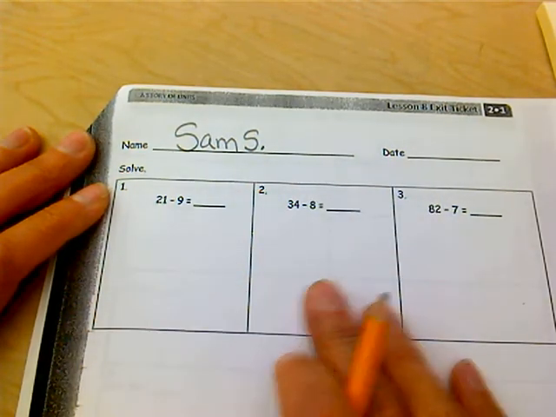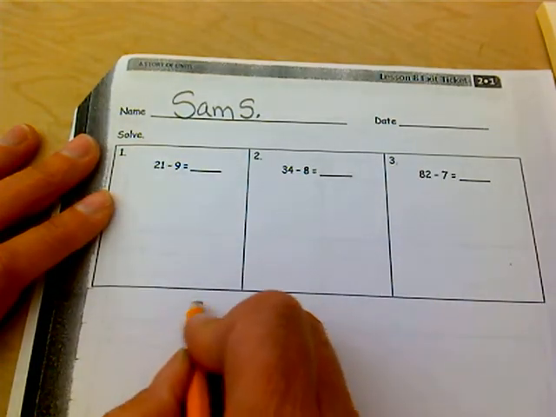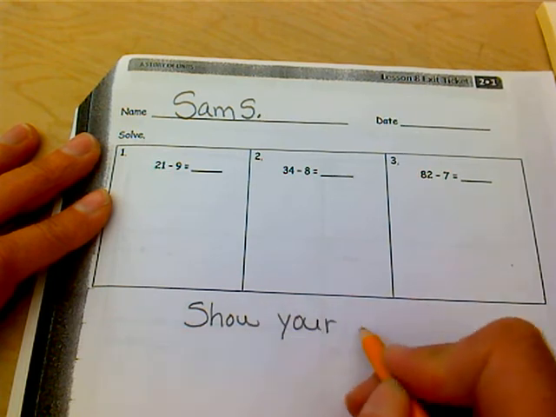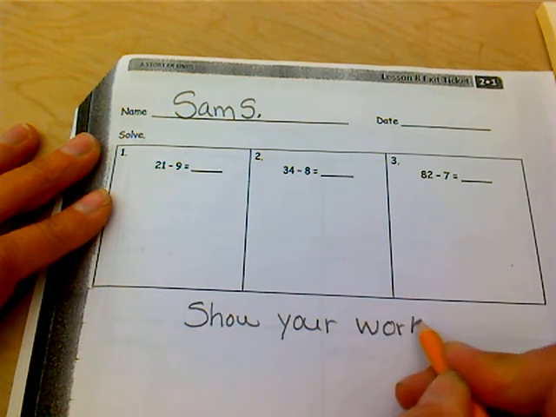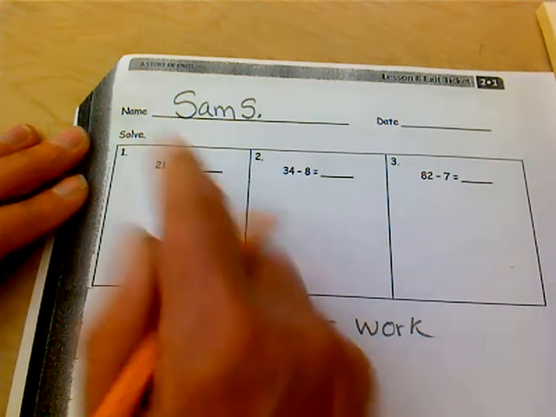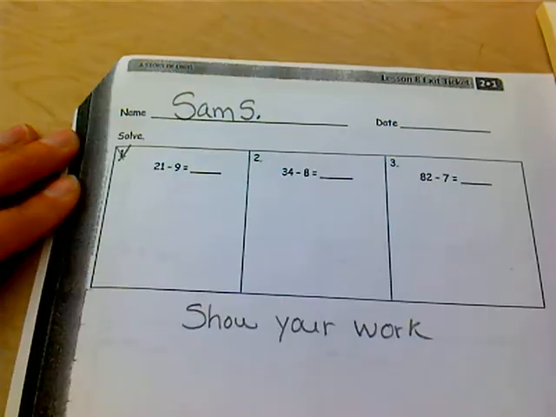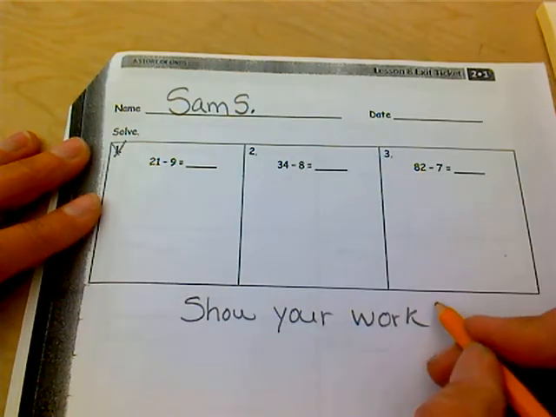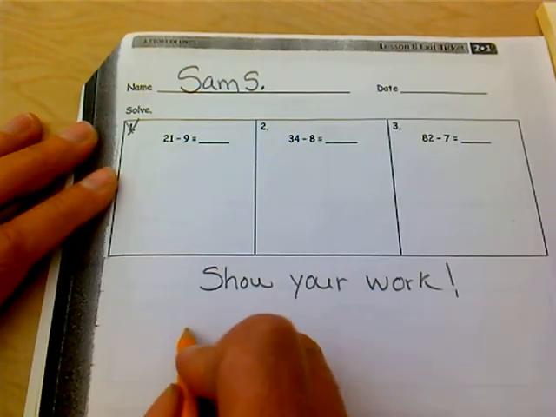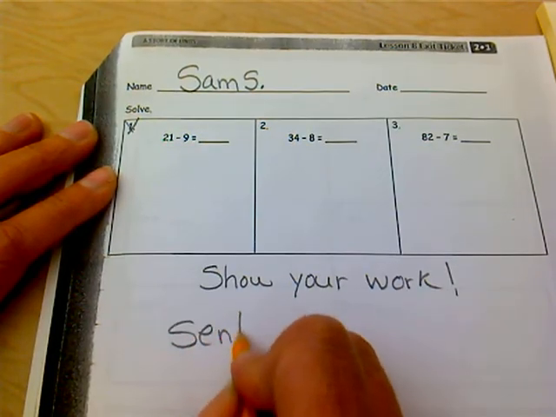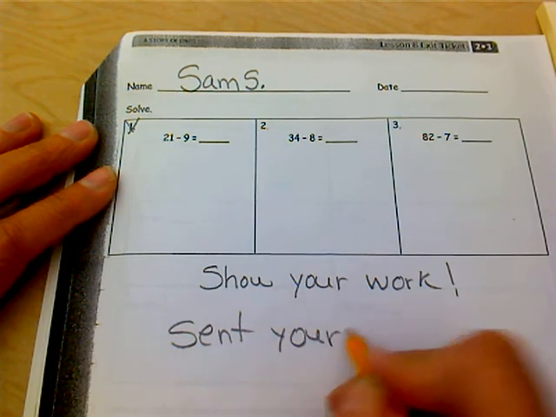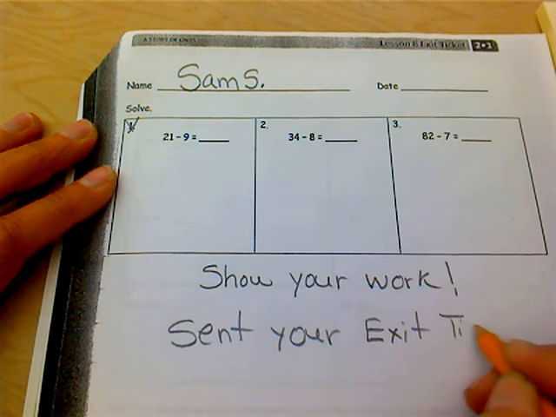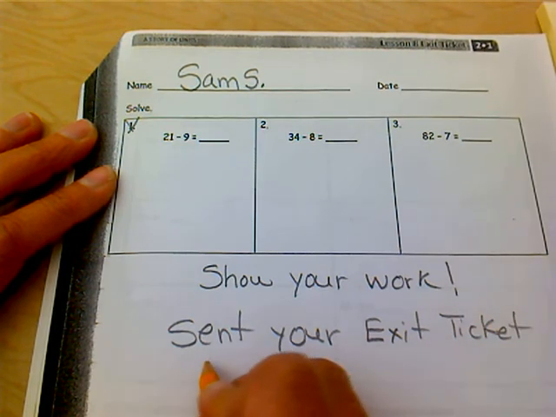So you need to try the exit ticket. You need to show your work. If you just write an answer here, we will just mark it wrong. You can't just give us an answer. We need to see your process. So show your work and then send your exit ticket to your teacher.